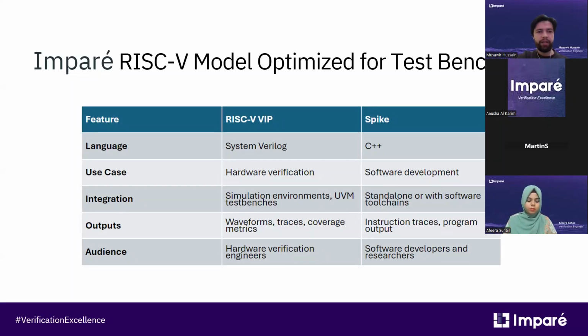Regarding integration, the Imparé model easily fits into UVM test benches and simulation environments. Spike, however, operates as a standalone tool or within a software development framework, making direct hardware integration challenging. The Imparé RISC-V model produces hardware-specific output like waveforms, traces, and coverage metrics. Spike's output targets software analysis, including instruction traces and program output. So the Imparé model is designed for hardware verification engineers, while Spike caters to software developers and researchers focusing on software-level simulation.